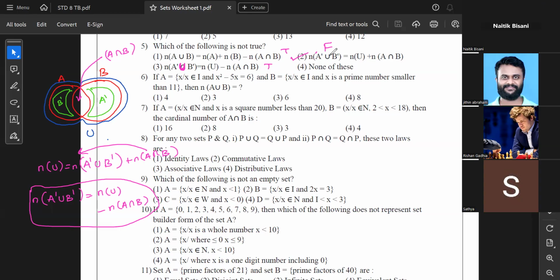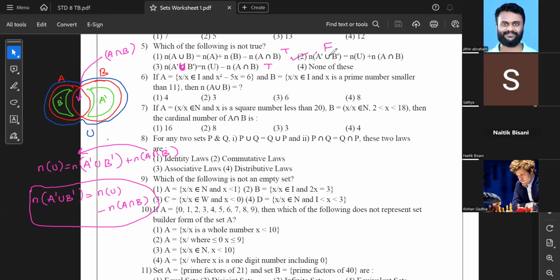Sir, in the third one, A dash intersection B dash. If it was A dash intersection B dash, then the answer should be null set, right? A dash intersection B dash should be equal to a null set. Okay, but universal set minus A union B equal to.